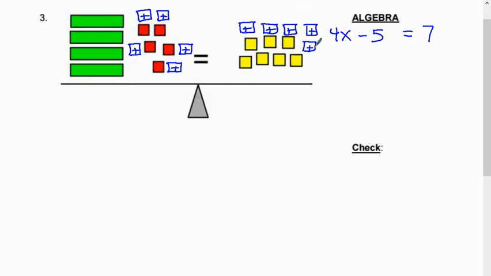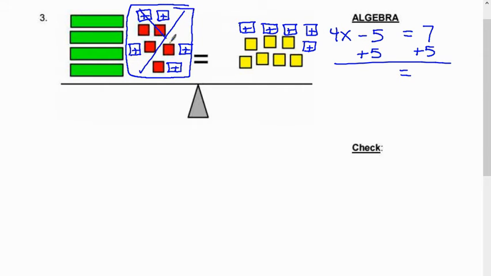Algebraically, since we added 5 positives to each side, let's go ahead and show that. I added 5 positives on the left, and then I added 5 positives on the right. Bring the equal sign down. On the left, when you take the negative 5 and the positive 5 and combine them, they make 0. All of this right here makes 0, so I can eliminate that from my picture. That means I'm only left with 4x on the left-hand side. On the right-hand side, when I add 5 positives to the 7 that were already there, that makes 12 positives altogether. So 4x equals 12.